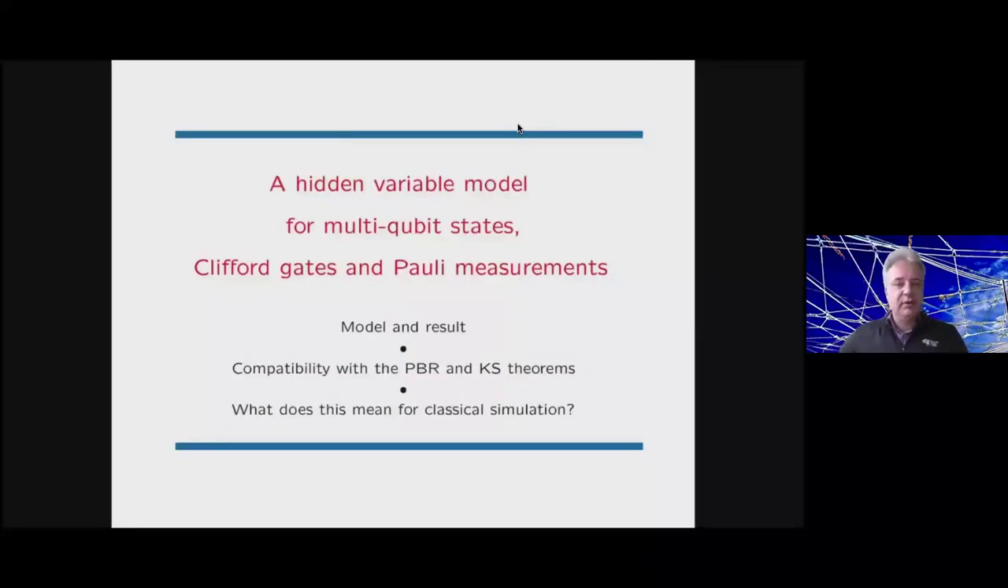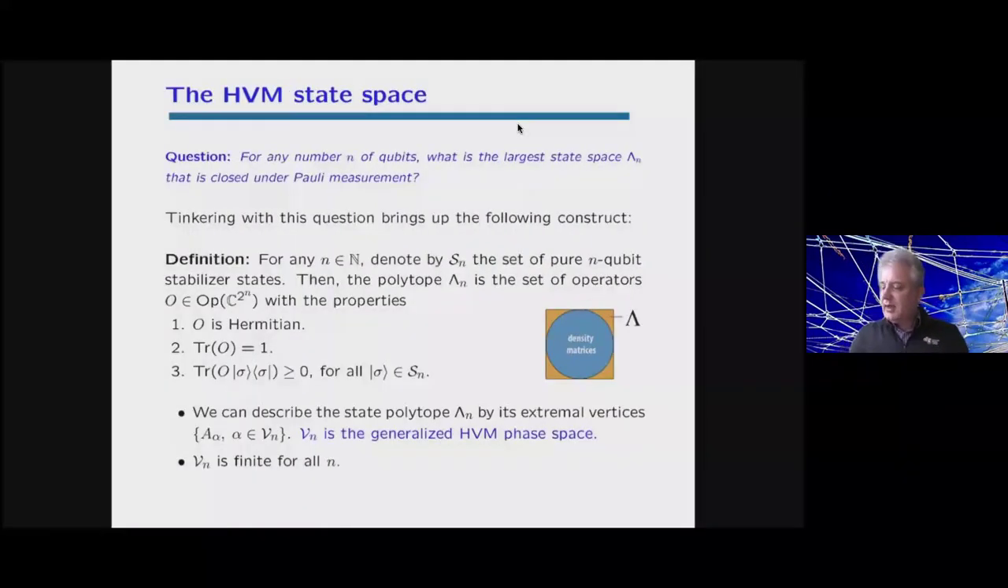Good. Okay, so here we go. We talked about the counterpoint, and there are 3 parts in this section. We have the model and the result. We have questions of compatibility to discuss, so there is the PBR theorem and the Kochen-Specker theorem. And the question is also, what does this mean for classical simulation? Good. So let's talk about the model.